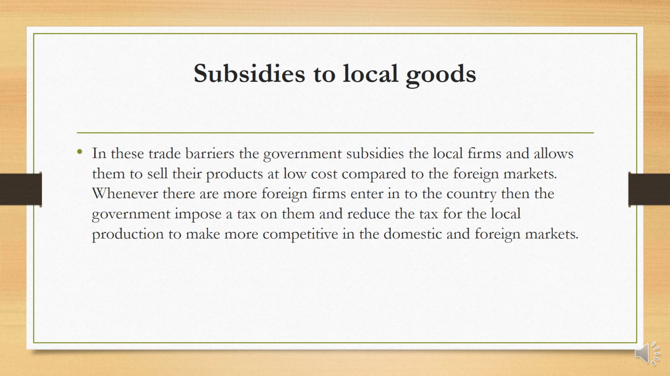The second important type of non-tariff barrier is subsidies to local goods. In this trade barrier, the government subsidizes the local firms and allows them to sell their products at low cost compared to the foreign markets. Whenever more foreign firms enter the country, the government imposes a tax on them and reduces the tax for local production to make it more competitive in the domestic and foreign markets.